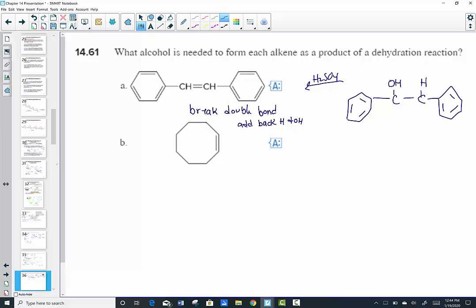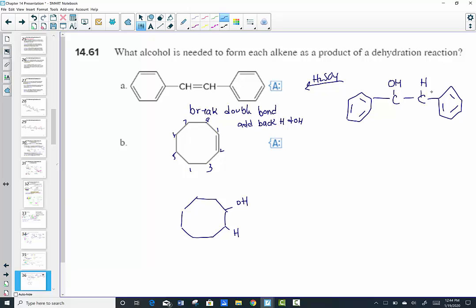Same thing here. This is a 1, 2, 3, 4, 5, 6, 7, 8-membered ring. So my structure will start with an 8-membered ring. This is not going to be pretty. 1, 2, 3, 4, 5, 6, 7, 8. Oh, that's not so bad. Good job, Linda. And I'm going to add an HOH back across the double bond.